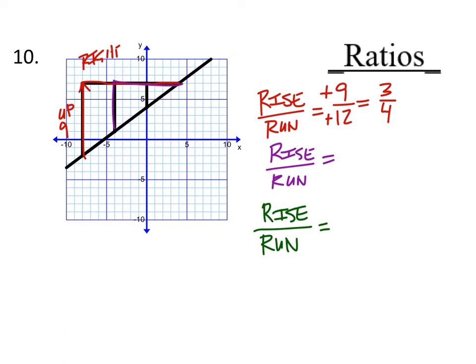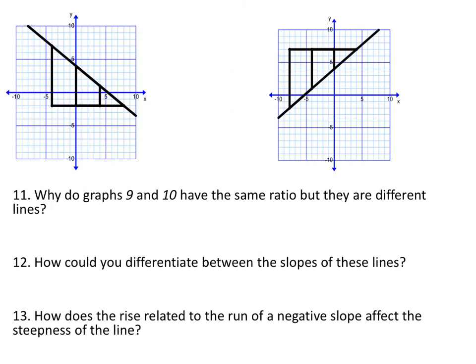The next one is going to go up 6, and then it looks like it goes to the right 8, which again simplifies to 3/4. And then this last one in green right there, that's going up 3 and then to the right 4, which still is 3/4. So we're going to compare 9 and 10. Number 9 had a slope of -3/4, and the one on number 10 had a slope of +3/4. We'll need these 2 slopes to answer 11, 12, and 13.